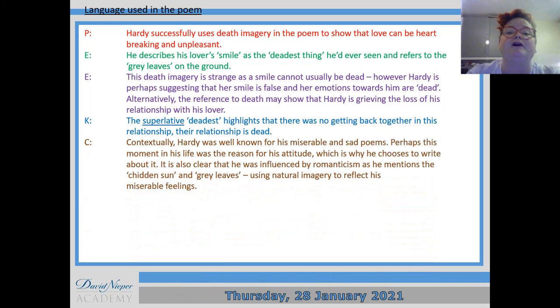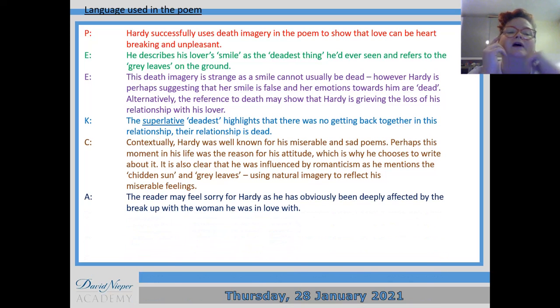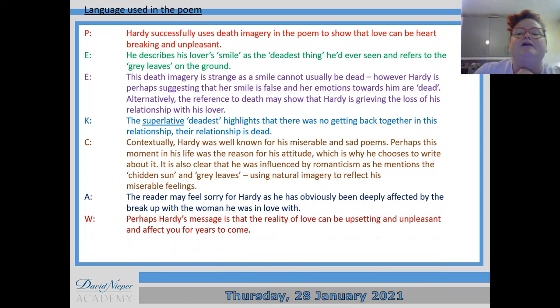Contextually then, Hardy was well known for his miserable and sad poems. Perhaps this moment in his life was the reason for his attitude, which is why he chooses to write about it. It's also clear that he was influenced by romanticism, so that's the type of poetry that was popular at the time, as he mentions the chidden sun and grey leaves, using natural imagery to reflect his miserable feelings. The reader may feel sorry for Hardy, as he's obviously been deeply affected by the breakup with the woman he was in love with. Perhaps Hardy's message is that the reality of love can be upsetting and unpleasant and affect you for years to come.